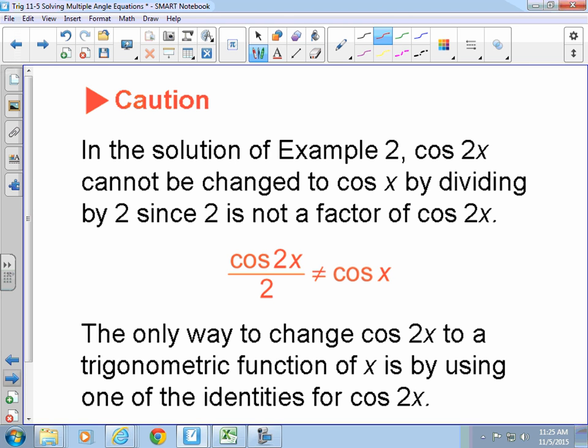Gosh. I hope you know this already. I hope we've talked about it enough already. But you cannot get rid of a double angle by dividing out a 2. Remember that 2's trapped inside the cosine function, so the only way to change that is by using an identity. So just make a mental note of that.